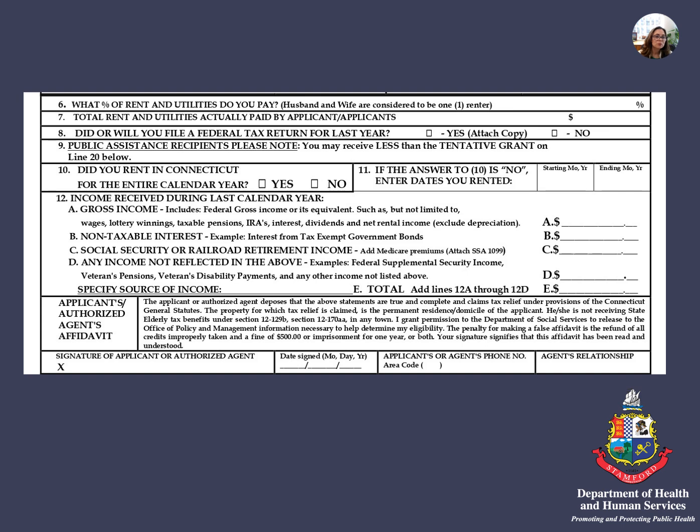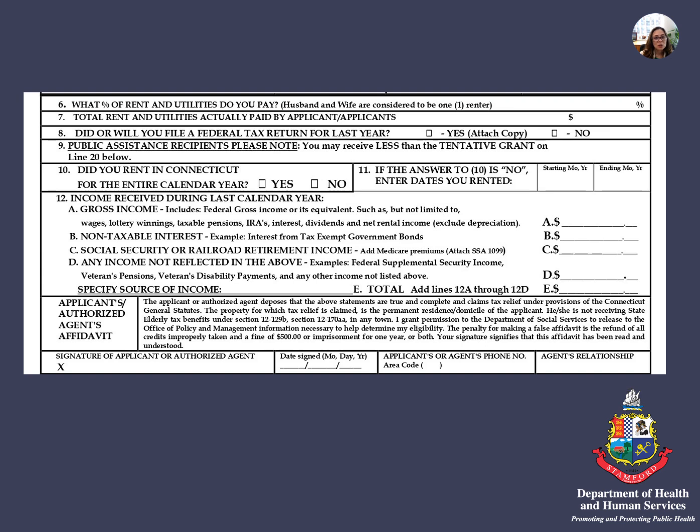Now we move to step number 6, rent and utilities. Next, you will need to tell us what percentage of your rent and utilities you pay. For example, if you pay 100% of your rent and utilities, enter 100%. If you share the rent with someone else, enter the percentage that you pay.